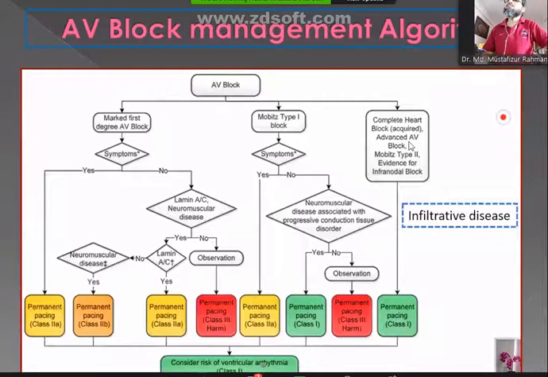And the next step, after making the decision, is to look for ventricular arrhythmia. If there is a class 1 indication, then we go for the ventricular arrhythmia and think about ICD or CRT and so on. It will not be discussed in this class.